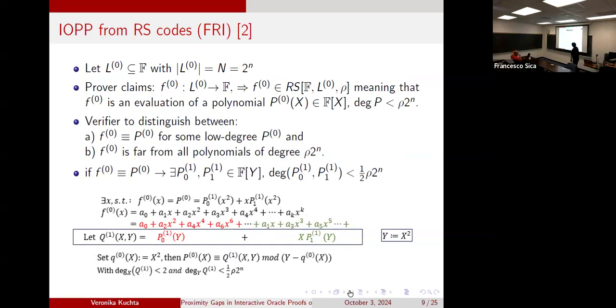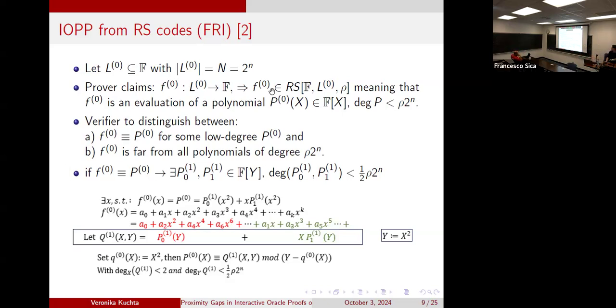So let's imagine that L0 is a subset of a finite field F. The length of L0 is n, and the prover's claim is that the first message, F0, the first message of the prover, maps the domain L0 to F. L0 is a subset of the finite field, so the finite field has to be bigger than the length of the evaluation domain. So the prover claims in the protocol that this F0 is a Reed-Solomon codeword, and this is what the verifier has to verify in the end.